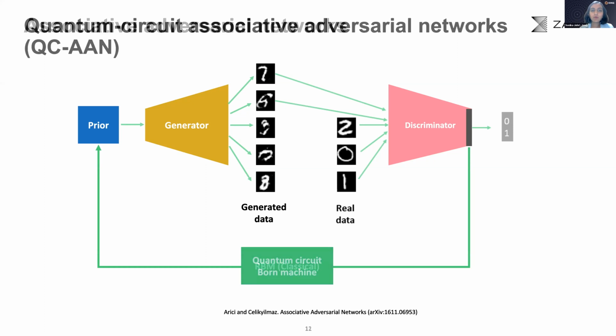Well, since we're working with quantum computers, instead of using a classical born machine, we can instead use a quantum circuit born machine to do the same thing. That is, to learn the optimal distribution for the prior.